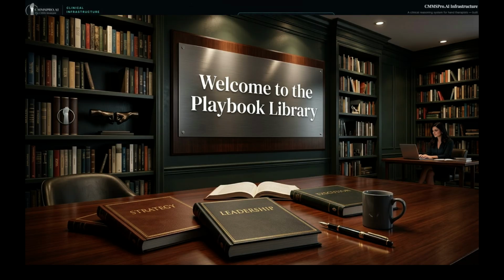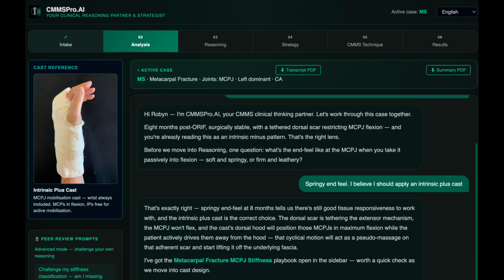And this will be for diagnostic specific reasoning pathways, as well as into the cast designs. And this is where images are stored that match the cast or orthotic designs that are being recommended. So the therapist sees the actual design alongside the reasoning rather than an abstract recommendation.